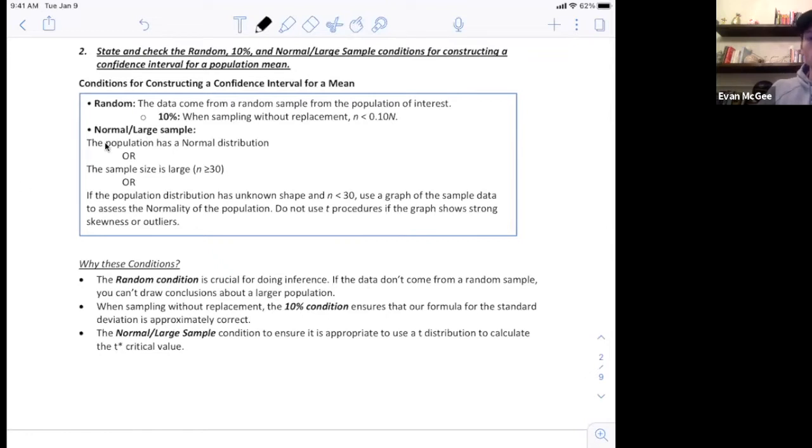For the large normal sample, we have to make sure the population is a normal distribution, so they have to tell us the population is approximately normal. If they don't tell us that, then we use the central limit theorem, where the sample size has to be greater than 30. If they don't tell us that, or if we have a sample that's less than 30, then the last thing we can do is look at a graph of the sample data to see if it looks approximately normal. We can't use T procedures or calculate a confidence interval with a T distribution if the graph shows strong skewness or any outliers in the sample.